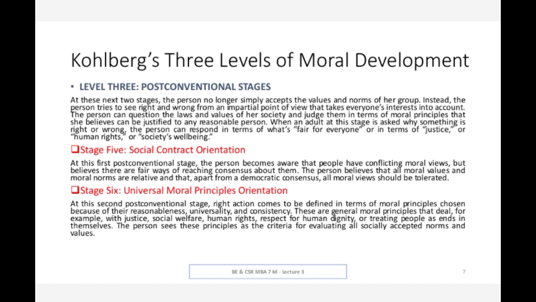The person believes that all moral values and moral norms are relative and that, apart from a democratic consensus, all moral views should be tolerated.